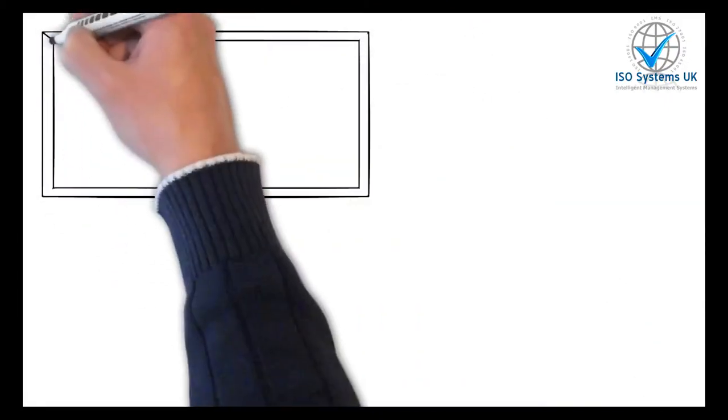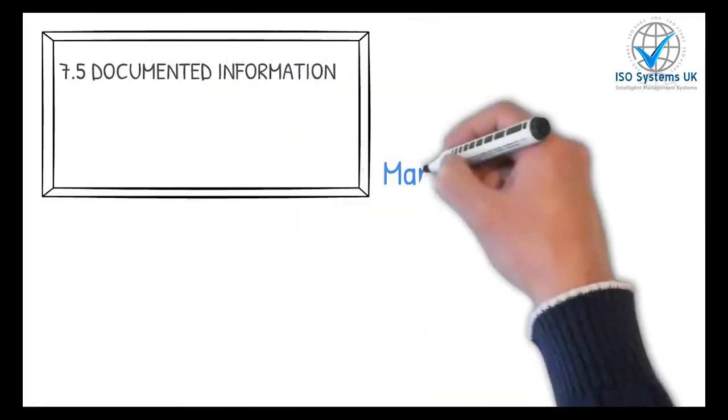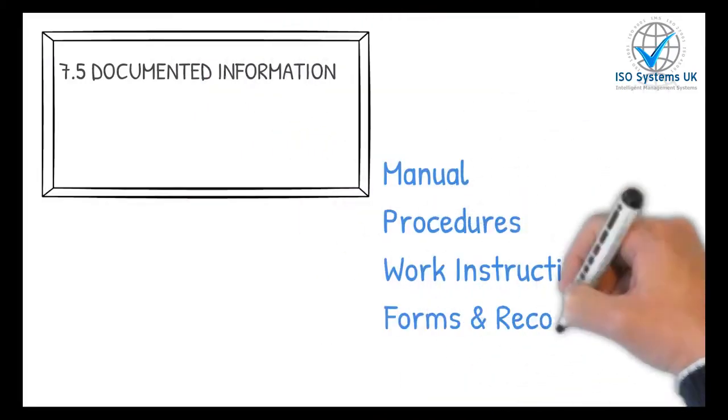Part of support is documented information, which is composed of a quality manual, procedures, work instructions, forms and records.